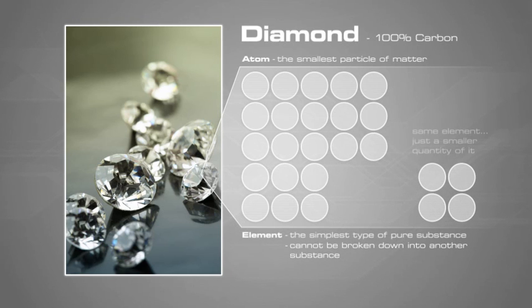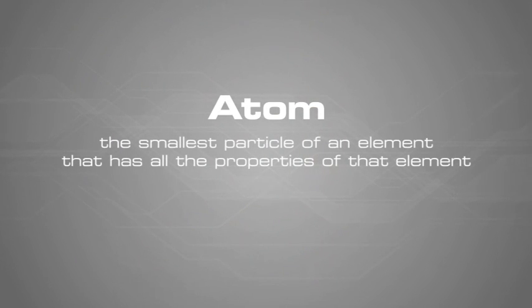Breaking off a piece of an element, therefore, means that it continues to be the same element, or in this example, the same diamond, but on a smaller scale because it is made up of the same atoms. So atoms can be defined as the smallest particle of an element that has all of the properties of that element. Ice is H2O, which is a molecule or compound.